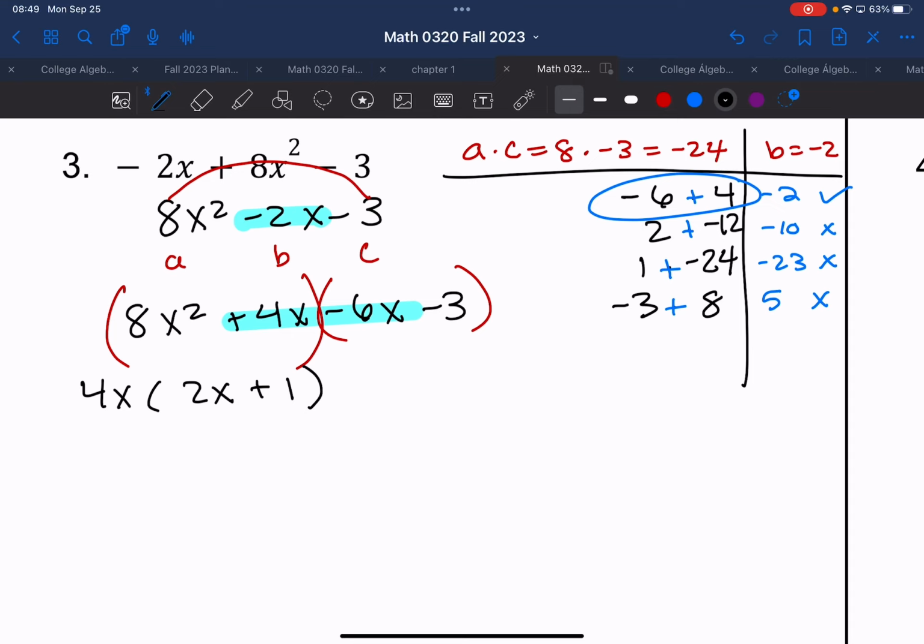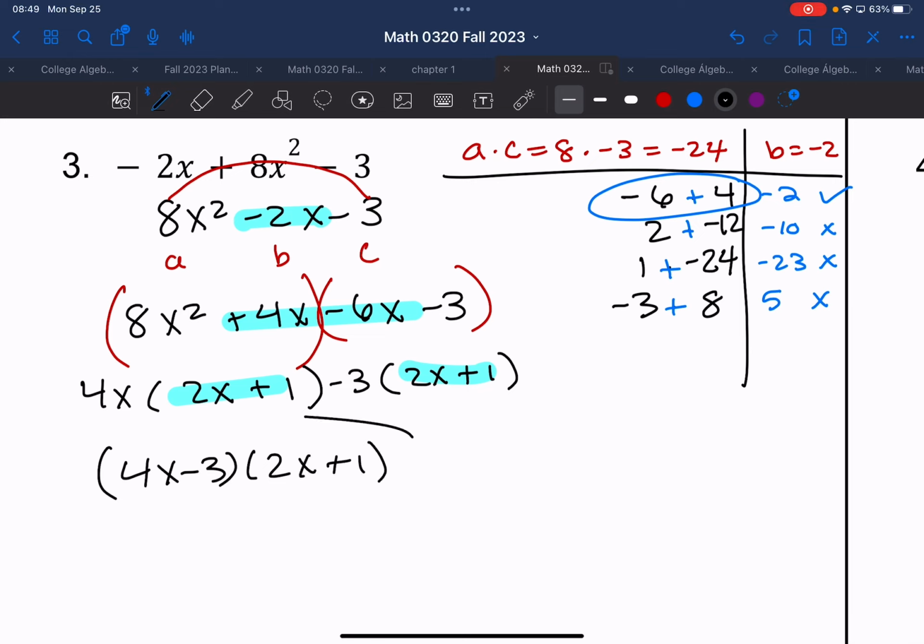Okay. What am I taking out of the second parentheses? Okay, so I could take out a 3, but if I take out a 3, will my parentheses match at the end? No, because I'll have a negative 2x and a negative 1. So that's why I need to take out a negative 3. So when I divide that, I get 2x plus 1 because my parentheses have to be the same. If they're not the same, then you did some math wrong in the beginning. So that means my answer here is (4x - 3)(2x + 1).